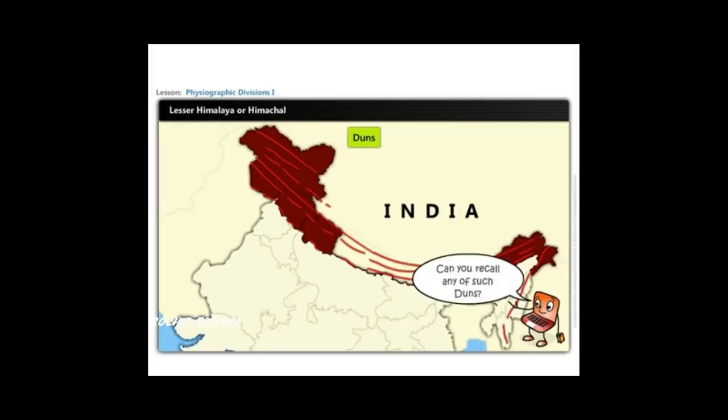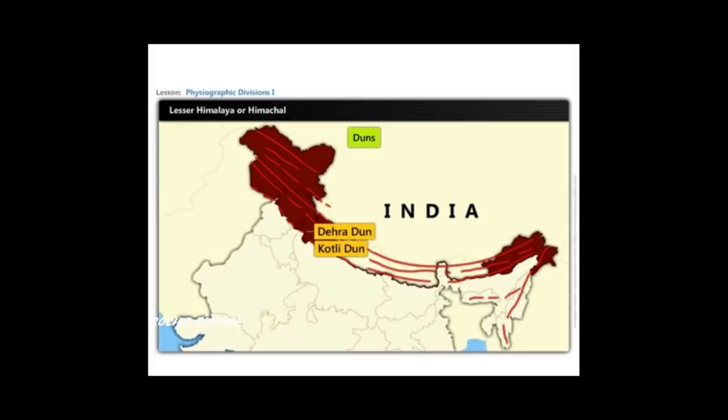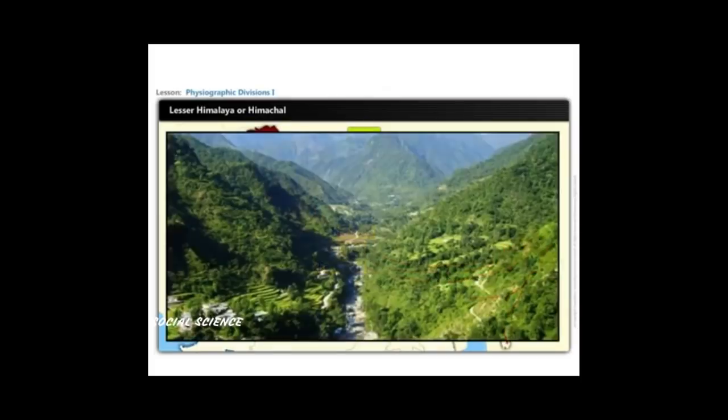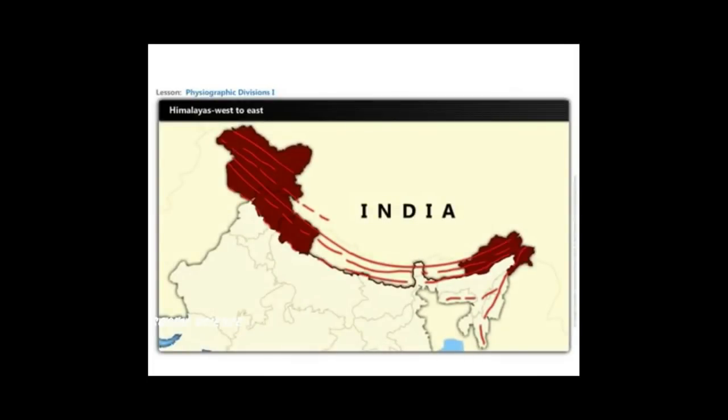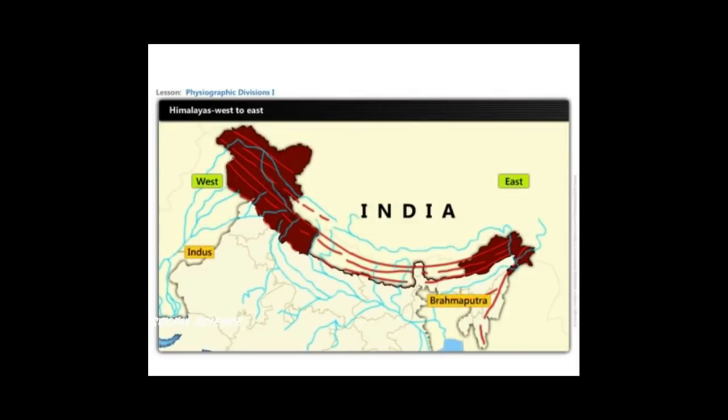Can you recall any of such dunes? Dehradun, Kotli Dune and Patli Dune are some of the well-known dunes. The Himalayas can be divided on the basis of regions from the west to east. These divisions are demarcated by river valleys.